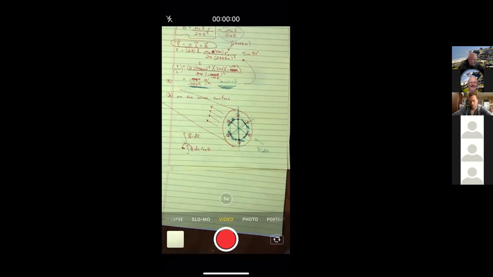So that's how I got the direction. The whole argument is an anti-symmetry argument plus the definition. And a good way to remember the definition is to use our right hand.